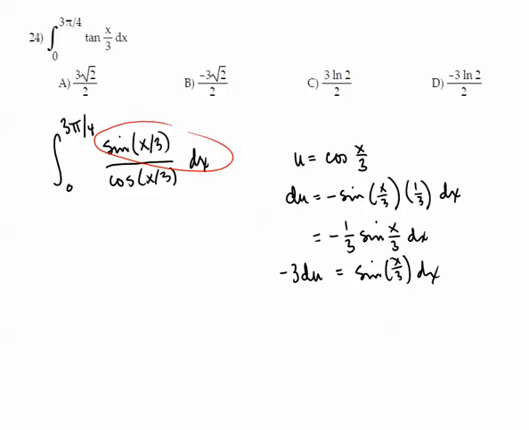And so we can start to rewrite, with negative 3 on the outside. I do need to convert my limits of integration, but my whole denominator is just u, and the whole numerator is just du over u.